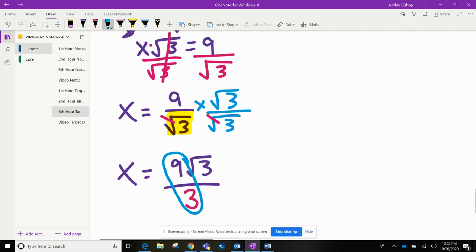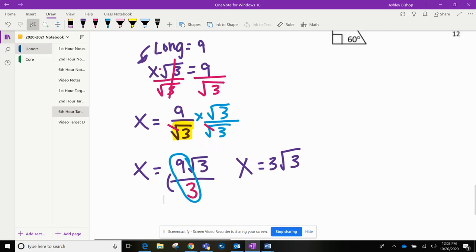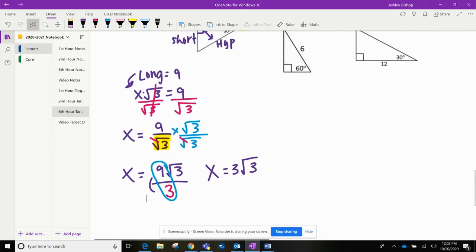And your last step is you want to check and see if the two numbers on the outside simplify. This does simplify. 9 divided by 3 is 3. So I have x equals 3 root 3, 3 times the square root of 3. This simplifies to 3, and I still have that square root. Now, I have x, I have it by itself, and I didn't break any rules.